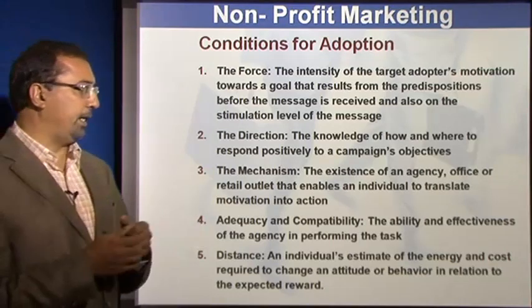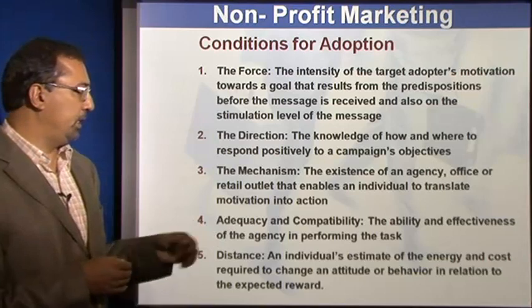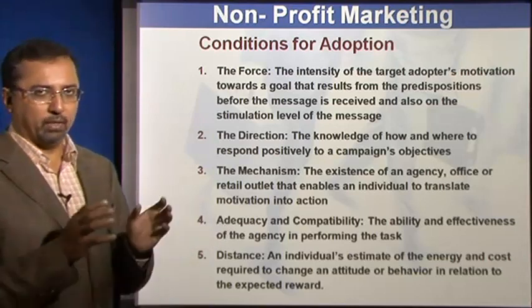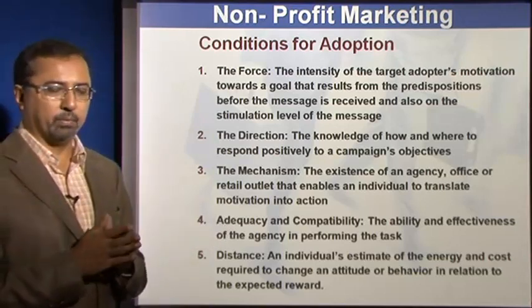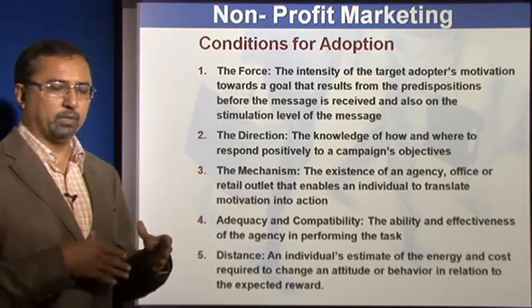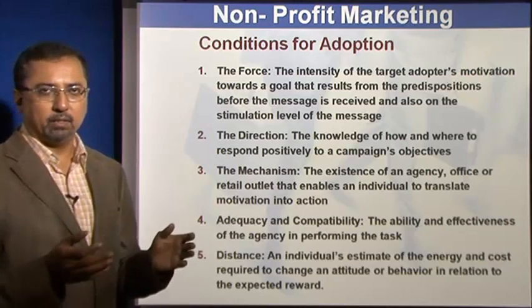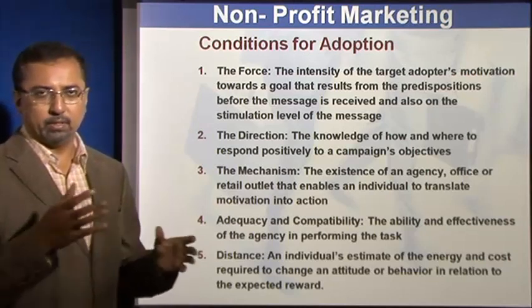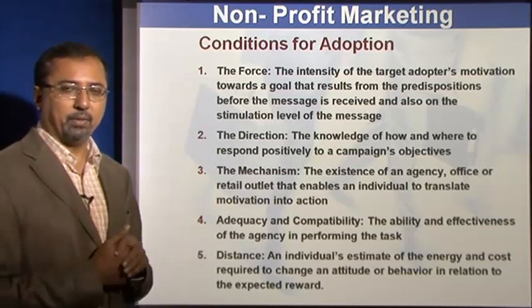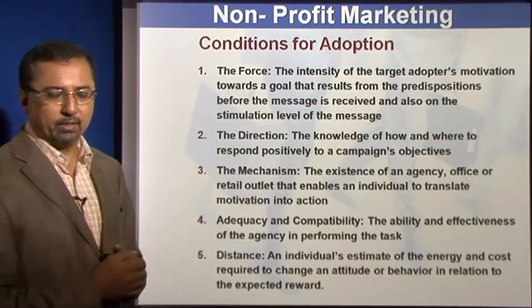The fourth thing is the adequacy and compatibility, that is the ability and effectiveness of the institution in question in performing the task. Now, suppose I were to want to give up alcohol, and the man in charge himself is drinking alcohol, or there is enough evidence that something is happening over there, your confidence in that institution might be considerably lower.